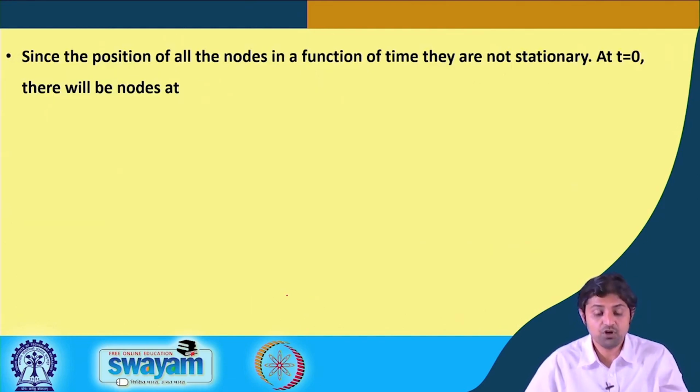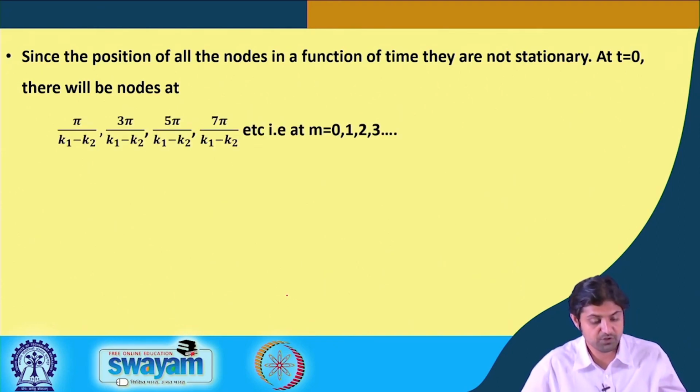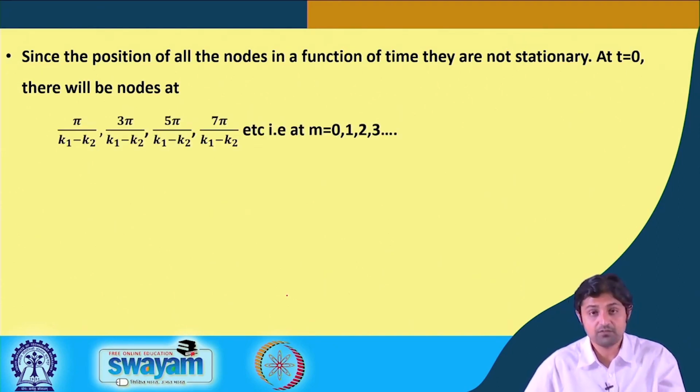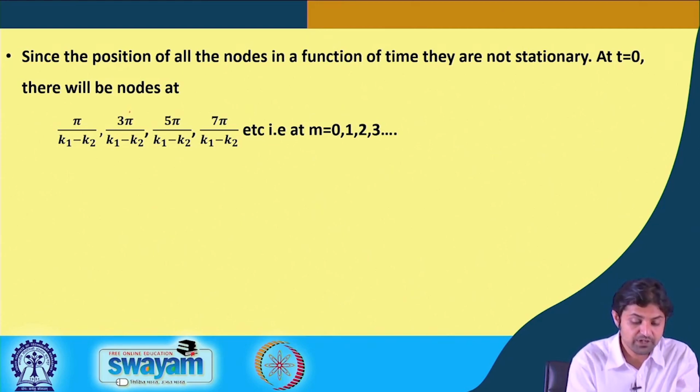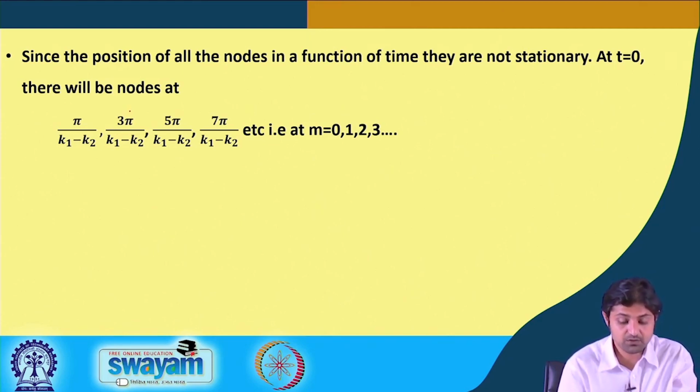Since the position of all nodes in the function is a function of time and they are not stationary, at t is equal to 0 there will be nodes. So, we equate this at time t is equal to 0. We will see there will be nodes at pi divided by k1 minus k2, and then there will be a node at 3 pi divided by k1 minus k2.